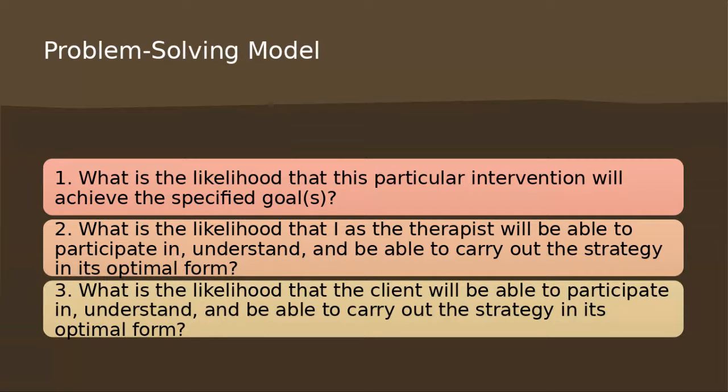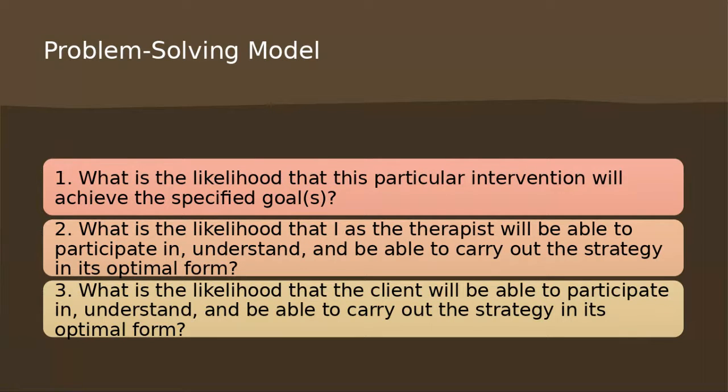Next, what is the likelihood that I, as the therapist, will be able to participate in, understand, and be able to carry out the strategy in its optimal form? So you'll have to reflect on things like your education, your training, your experience. Are you competent to carry out this intervention? You also have to think about things like, do you have the resources available to you to carry out the intervention? Do you have the time?